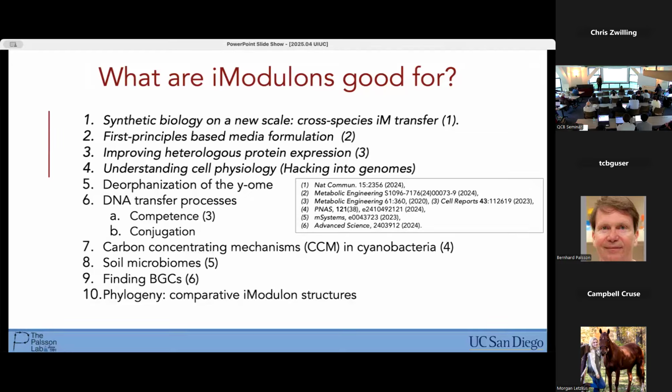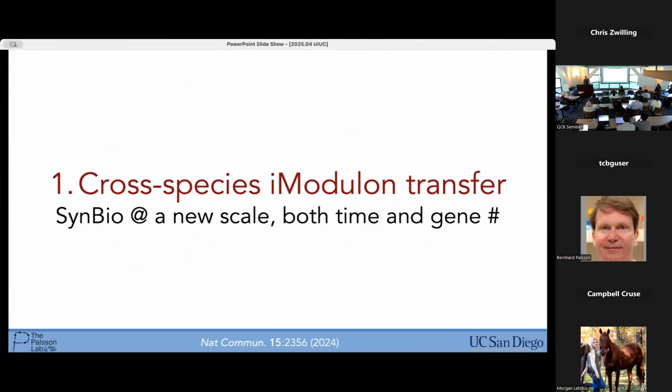And biosynthetic gene clusters turn out to be iModulons if you're looking at places like Streptomyces, and we can actually show we can learn the regulation of them. And this is a $350 billion a year industry producing these secondary metabolites. The most dramatic application here is cross-species transfer of iModulons. And this was kind of a shocking result, actually, how well this worked.